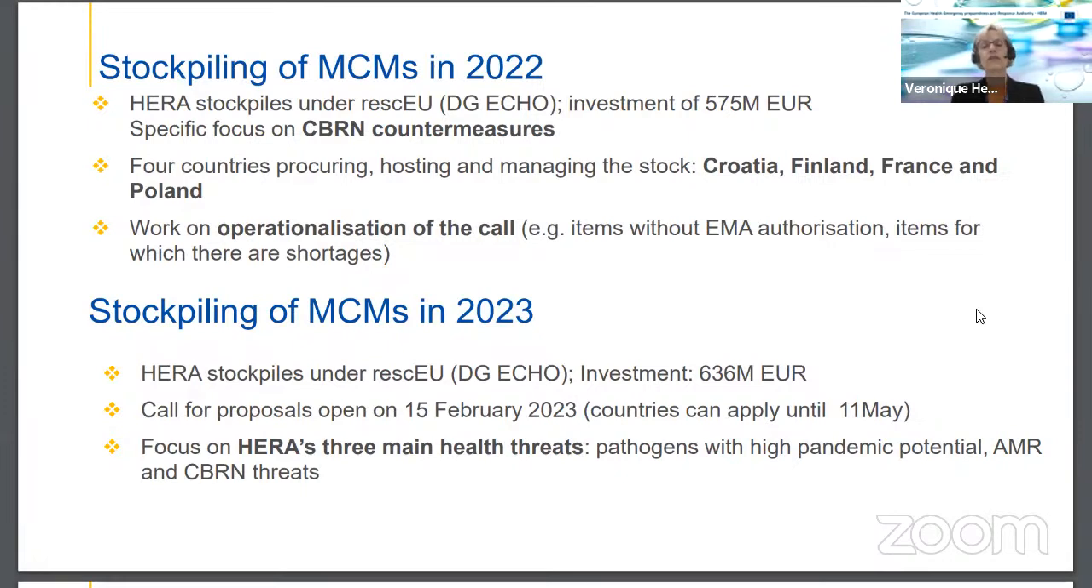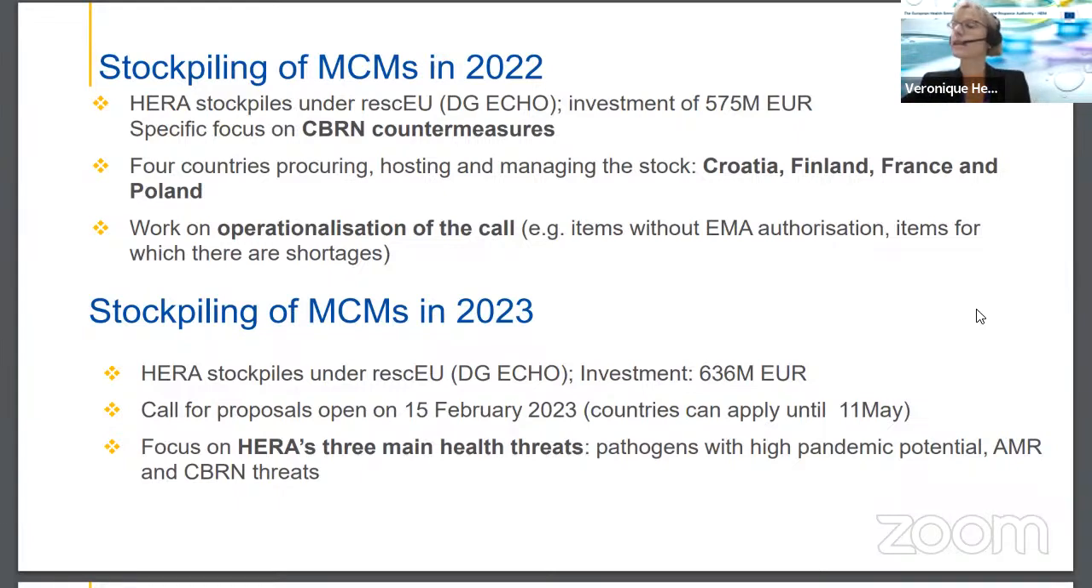So the first call was on CBRN countermeasures, and the current call, which is coming to an end on May 11th, is for all main threats from HERA. So it's with agents with pandemic potential, antimicrobial resistances, and CBRN.